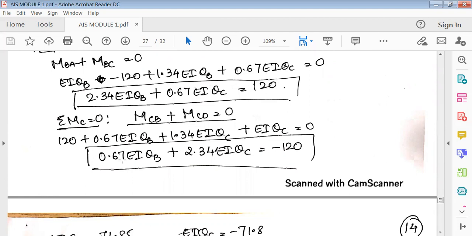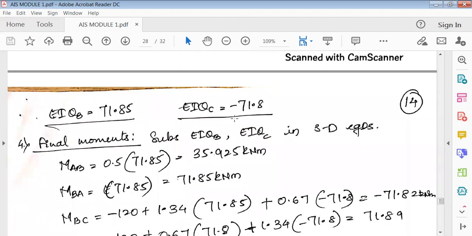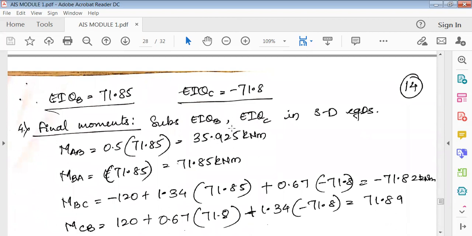The same thing is in this portion. See here it was EI theta c. Here it is now 0.67 EI theta b. Okay, EI theta b value becomes 2.34 EI theta c. That's how EI theta b and EI theta c are the same here, same with a different sign. Now take these equations and substitute in the final moments.